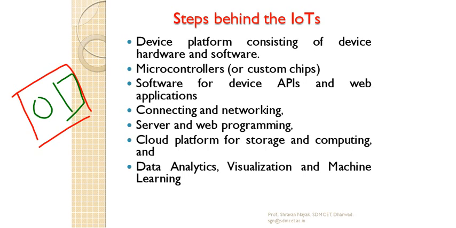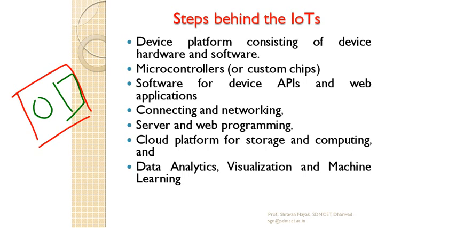Again, you recall that 7-layer model. If you are able to bring it from the backside to the front, you should be able to correlate the steps. Server and web programming, I will tell you what exactly we mean by edge computing and node computing later. Again, server and web programming, cloud platform for storing and computing, right? Then comes the data analytics. Here also you get about 7 steps, which almost matches synonymously with the Cisco reference model I discussed earlier. So: device platform, the microcontrollers, software for APIs and web applications, connecting and networking, server and web programming, cloud platform for storage and computing, and finally the data analytics.